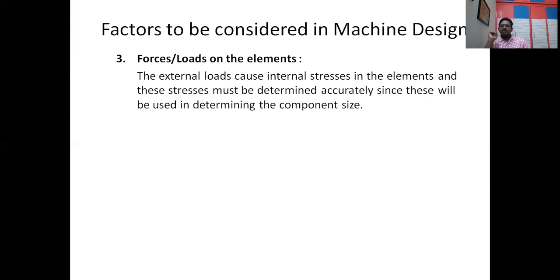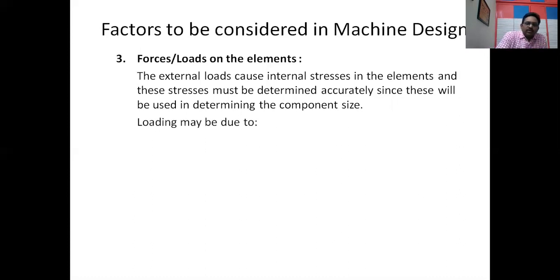accurately. Because if we make an undersized part which cannot bear the load, then it is going to fail. Or otherwise, if we make a very strong material, even though it's not necessary to bear that strength, it's a costly affair. So that's why forces and loads on the elements are a very important factor.